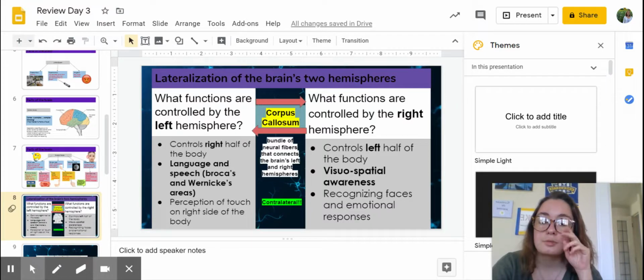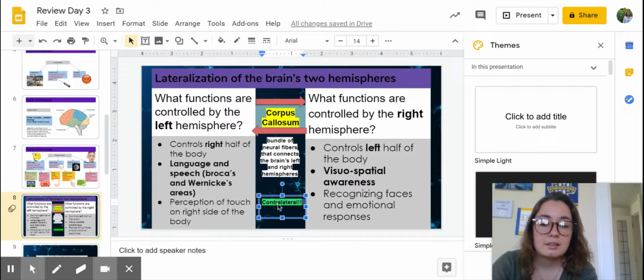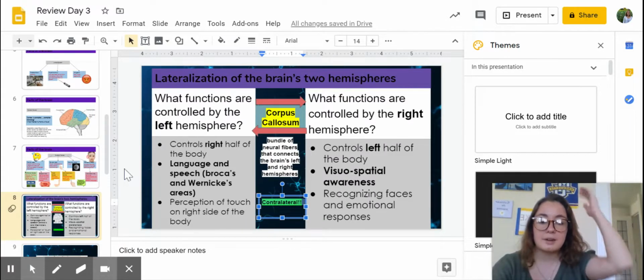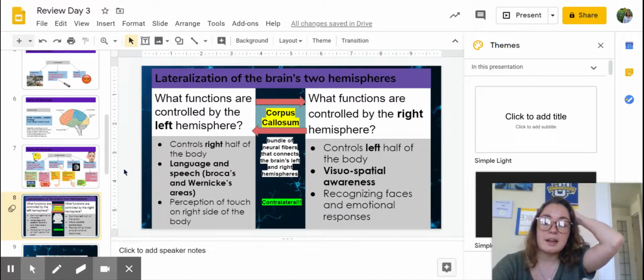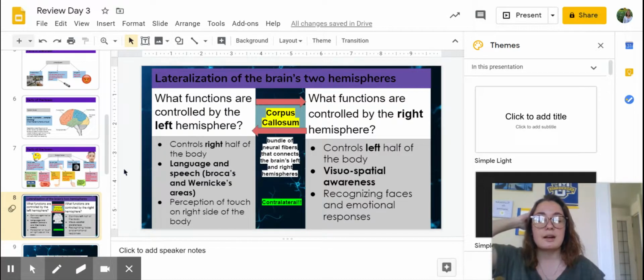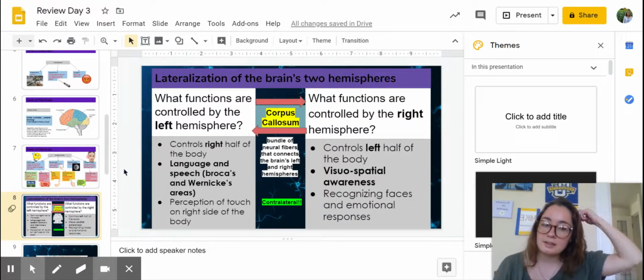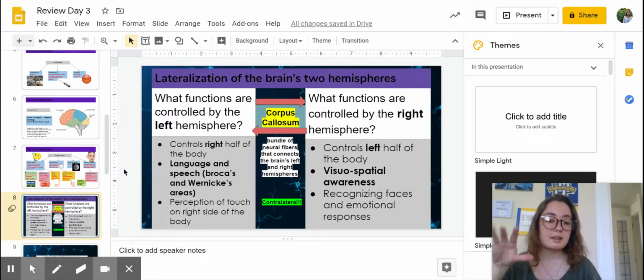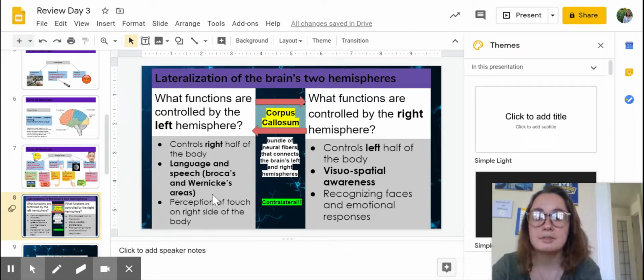So what functions are controlled by the left hemisphere? First, we know that the hemispheres are contralateral, and that what's processed in your right hemisphere comes from the left side of your body. And your left hemisphere processes things from the right side of your body, including visual things. So if you're seeing something on the left, it's going to get processed in the right. If you're touching something on the left, it's going to get processed in the right. So contralateral. So the left hemisphere would control things on the right side of your body.